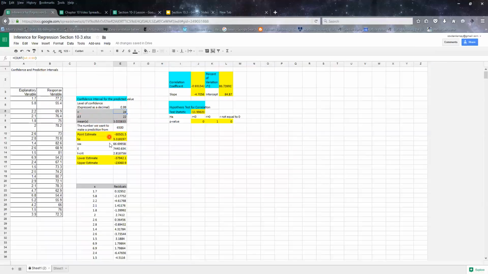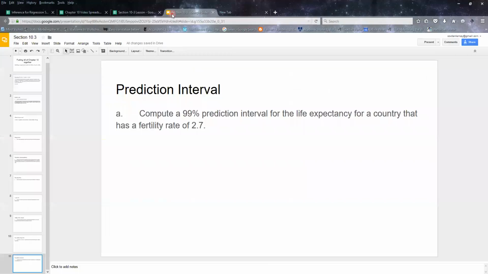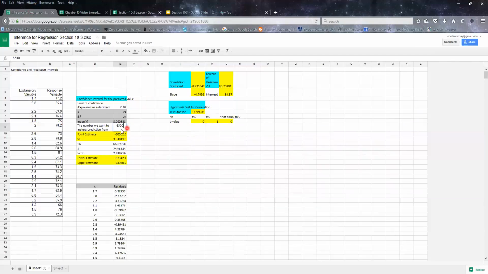You can basically ignore all this stuff. Something's not working right with this equation. Oh, here we go. Number we want to predict from. We want to predict for a fertility rate of 2.7. So I'm going to change this to 2.7. I guess I should highlight that for you folks. There, that looks a lot better. And then these are all numbers that I use in the calculation that you would need if you were to do it by hand with a formula.